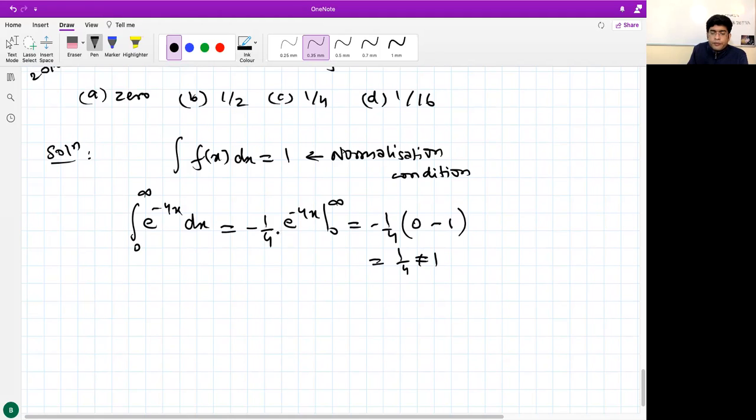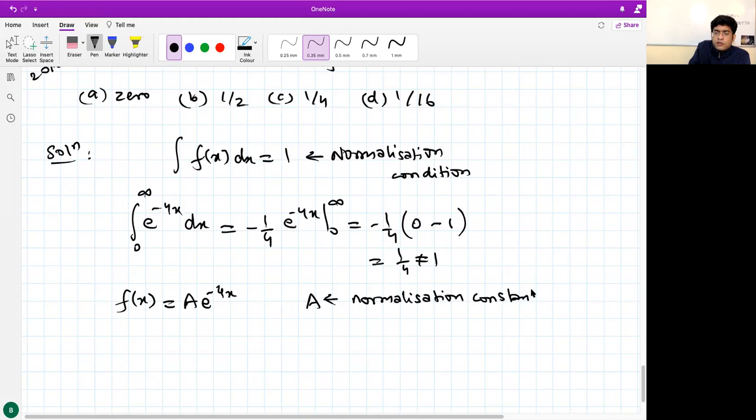So how will you do it? Now in this case, let's say that f(x) is a e to the power minus 4x. There's some constant. Now this is a constant value, right? Whatever we have got here, 1/4. So if we somehow multiply and divide by something here, we'll get a normalized function. So we have to normalize this. So let's assume that this is the distribution function, and this is the normalization constant.